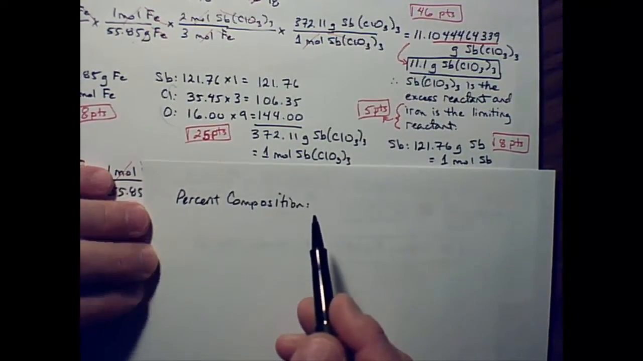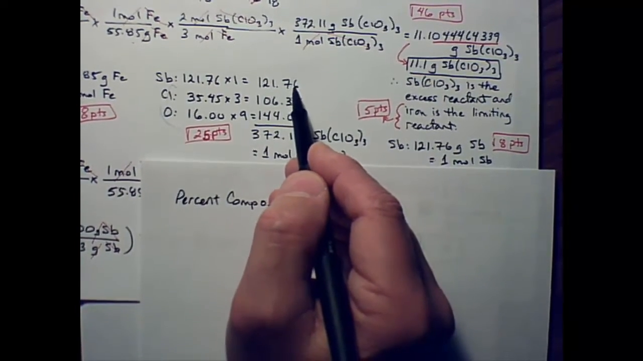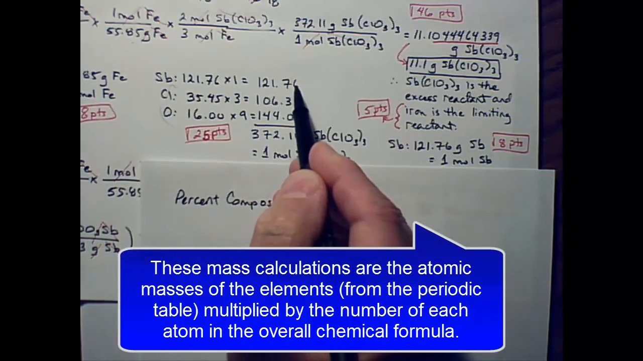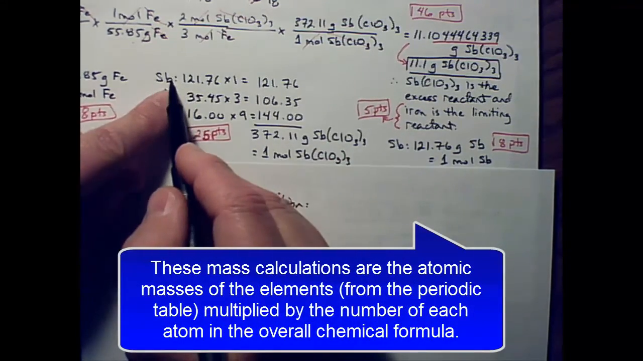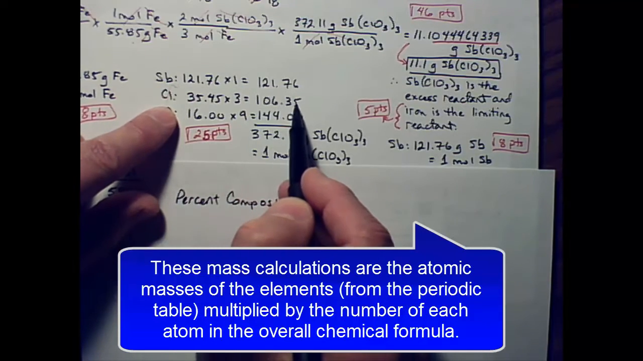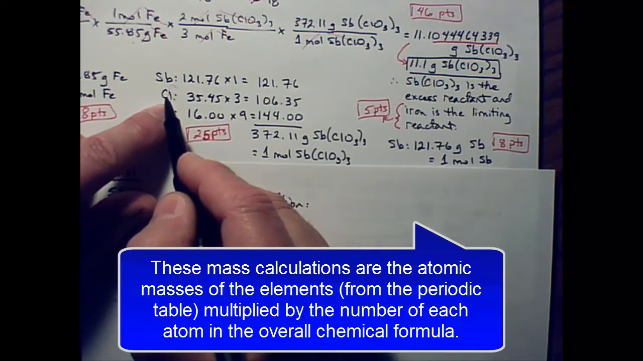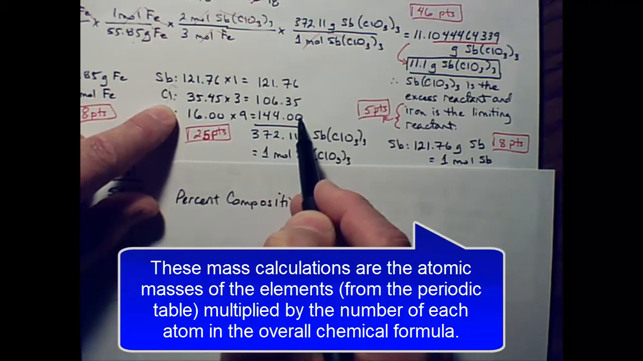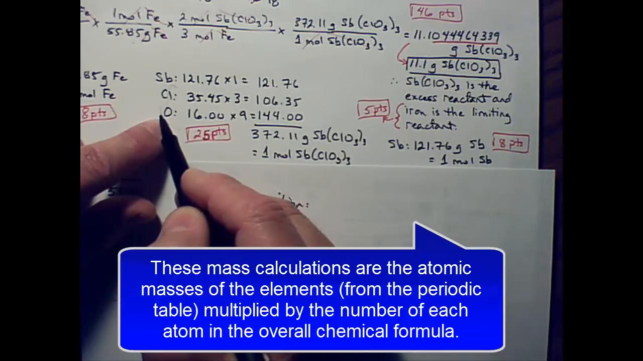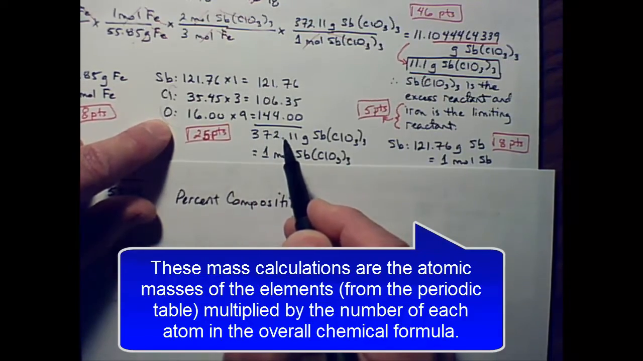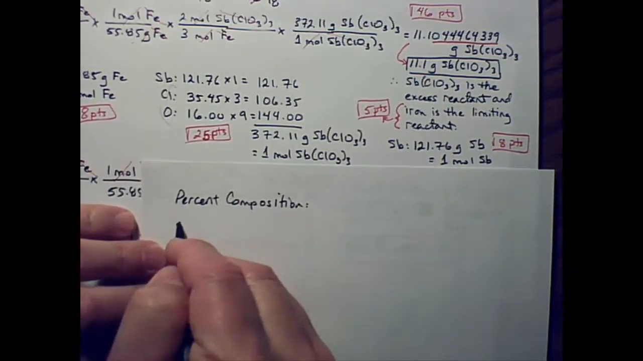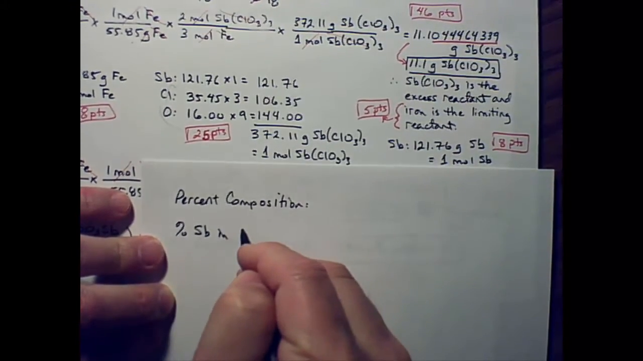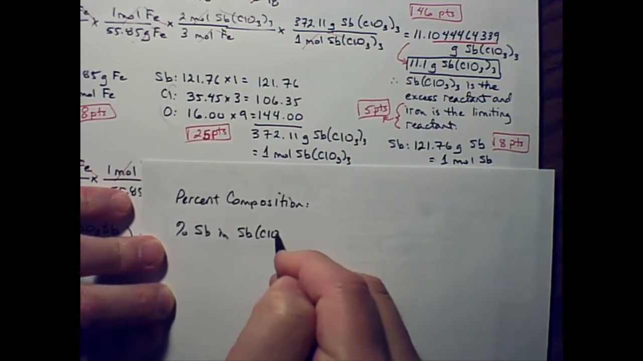So for percent composition, all we have to do is take each of these masses here, here, and here, and put it over the whole. These are the part of the mass that has to do with antimony. This is the part of the mass for antimony 3-chlorate that is contributed by the chlorines. This is the part contributed by the oxygens. So these are the parts, and that's the whole. Does that make sense?